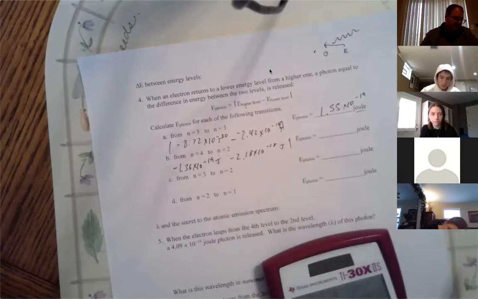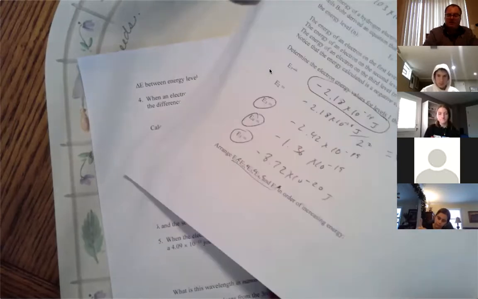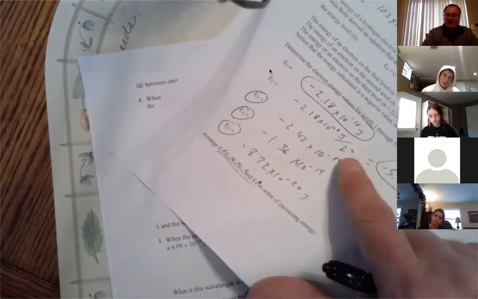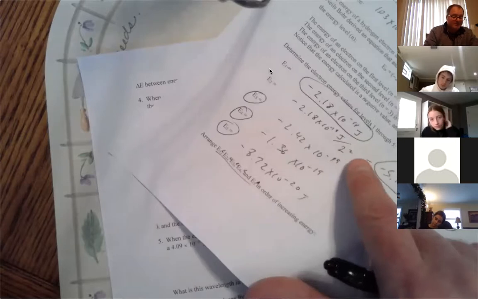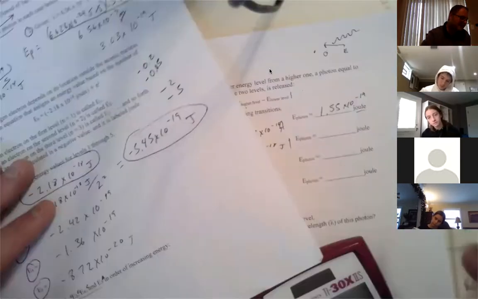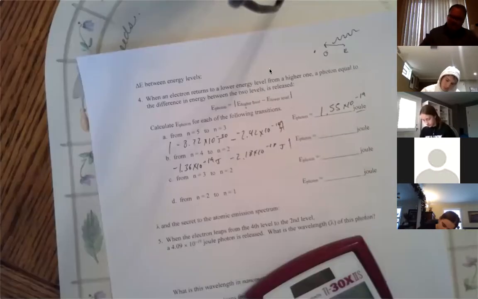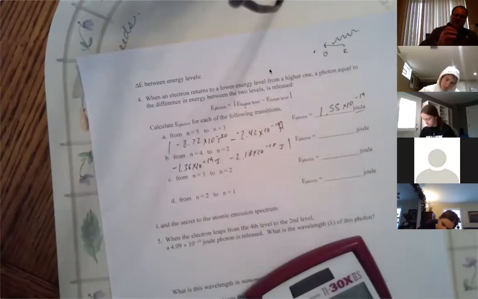Does that answer your question? Wasn't that the first one, negative 2.18? Oh, thank you. Look at this. I got so used to reading it from here, I read it from here and I didn't look closer. It's divided by 2 squared, which makes it, thank you guys, negative 5.45 times 10 to the negative 19. Good call. Good thing I brought some white out from school.